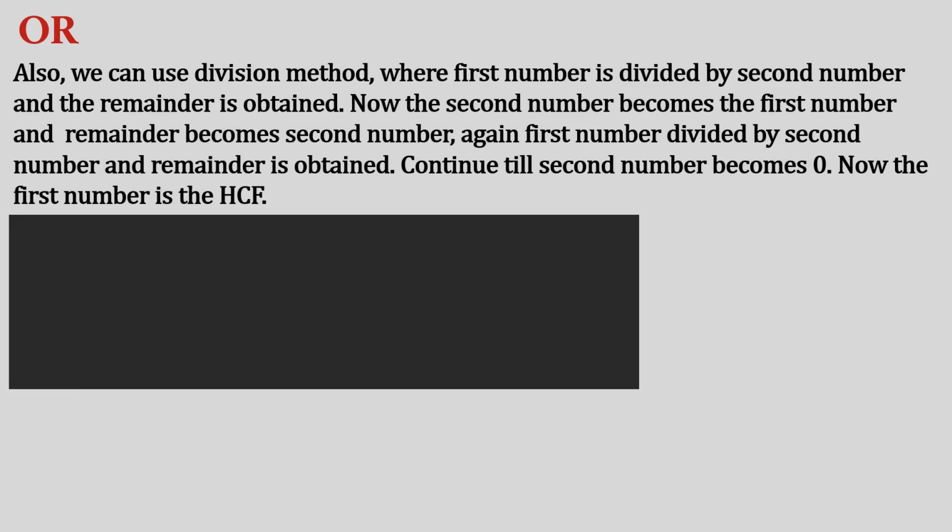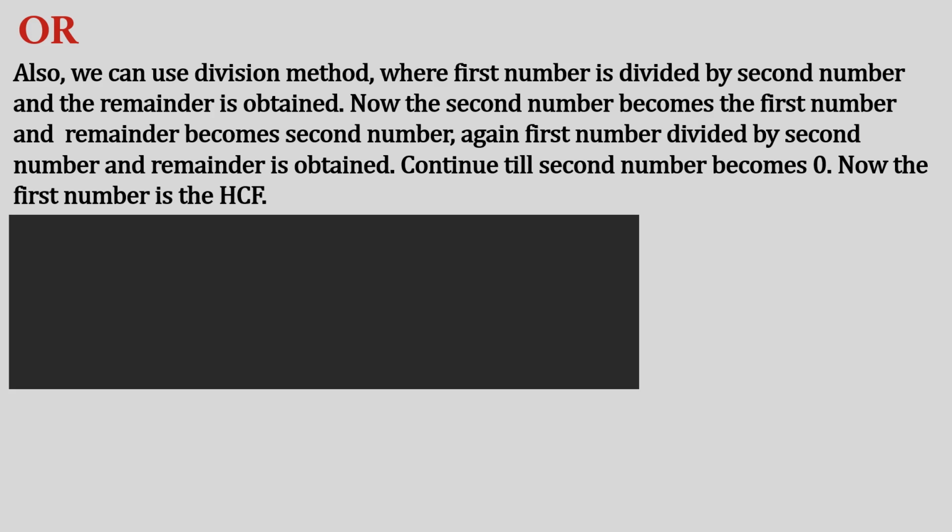Now the same program can be done in another way, which is called the division method. In this division method, first we have to divide the numbers. Let's say the first number is divided by the second number and the remainder is obtained. Now the second number becomes the first number and the remainder becomes the second number. Now again do the same division, and again divide by the remainder. Like this we have to continue until your second number becomes 0. Now the first number that you get, that is the HCF.